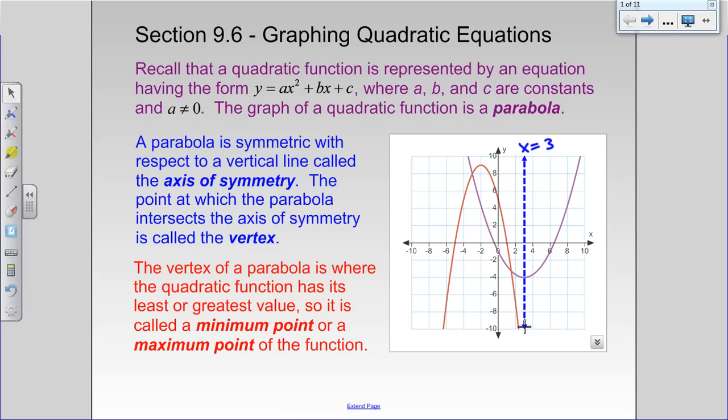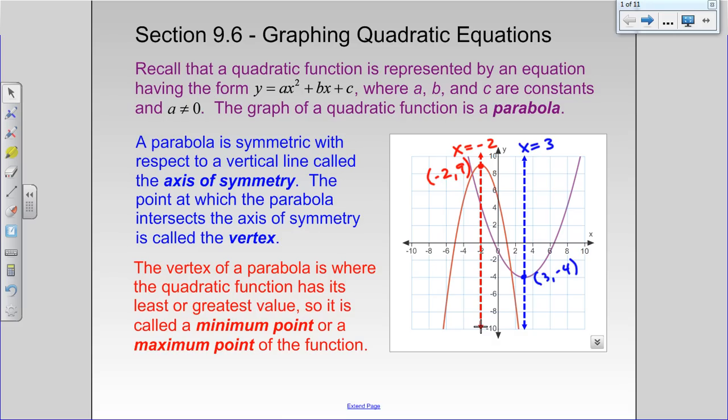while the red parabola opens downward and has an axis of symmetry that is the vertical line x equals -2. The point at which the axis of symmetry intersects with the parabola is called the vertex of the parabola. Again, looking at our examples, the blue parabola has a vertex of 3, -4, while the red parabola has a vertex of -2, 9.